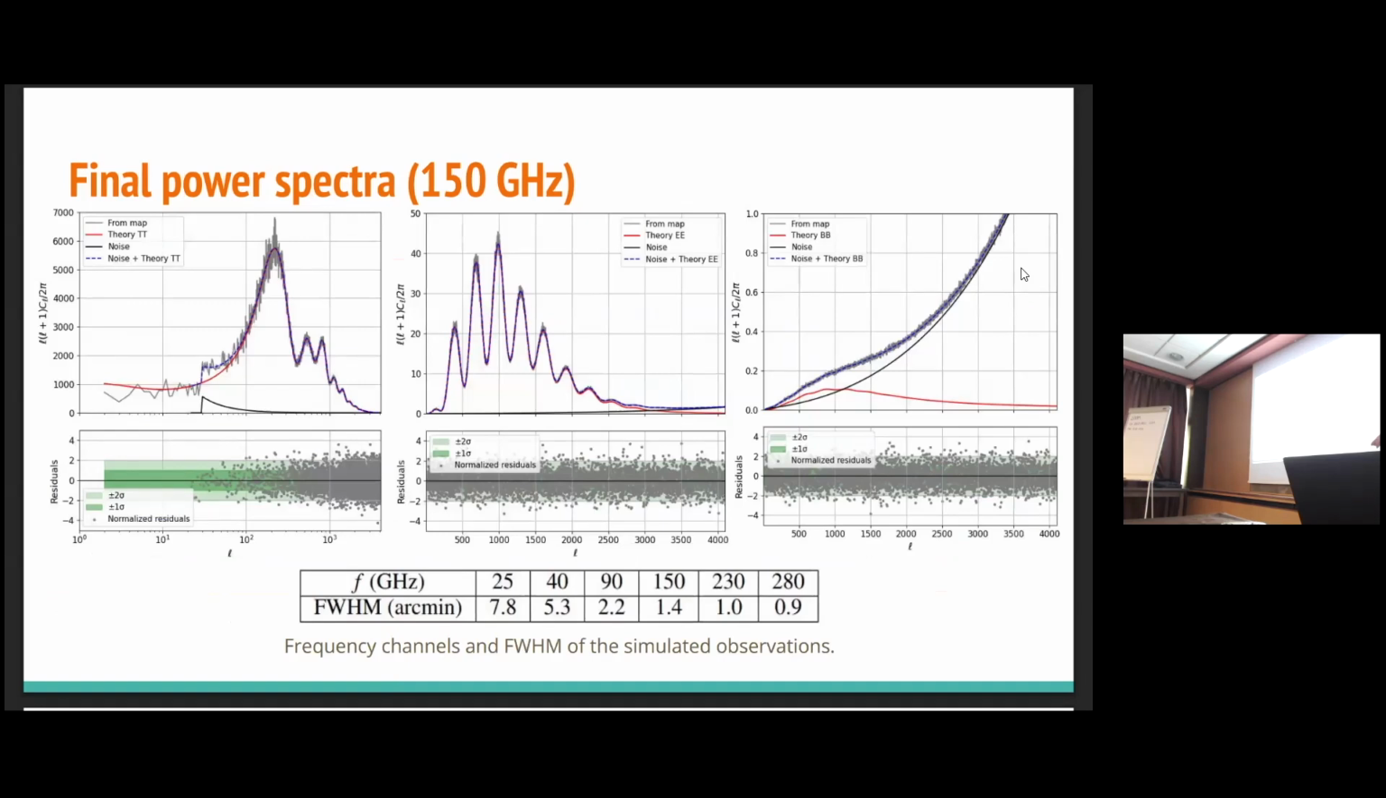And in the end, of course, you can retrieve the final power spectrum from the simulations, and you can see that we are consistent with the theoretical one, well within the cosmic variance. We did it for 6 frequency channels, as I said, following the CMB-S4 Science Book. And each frequency channel obviously has its resolution and a different kind of noise. This is for 150 gigahertz.